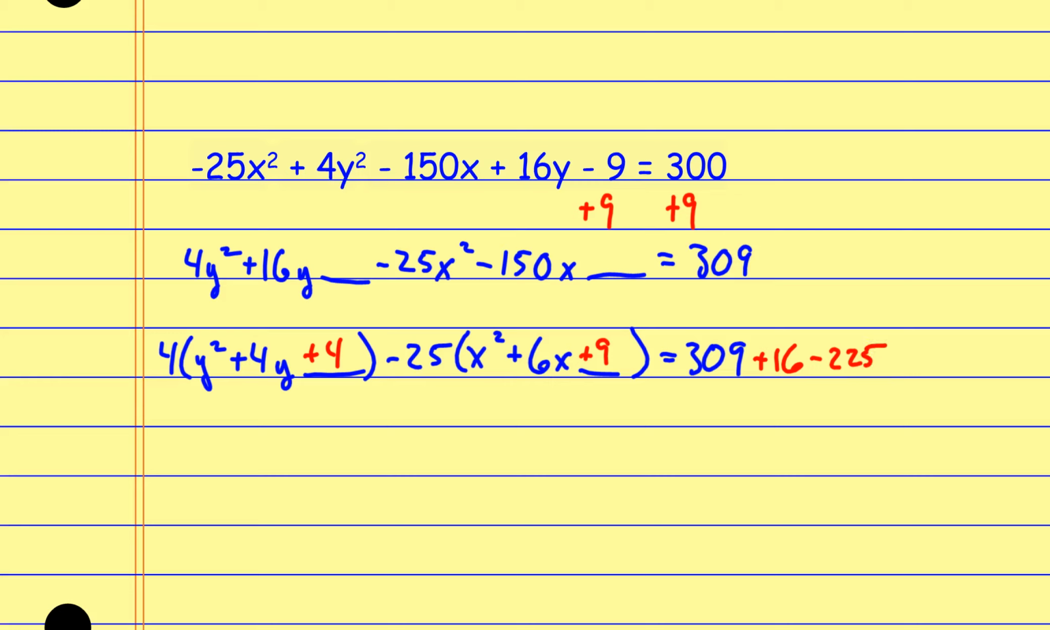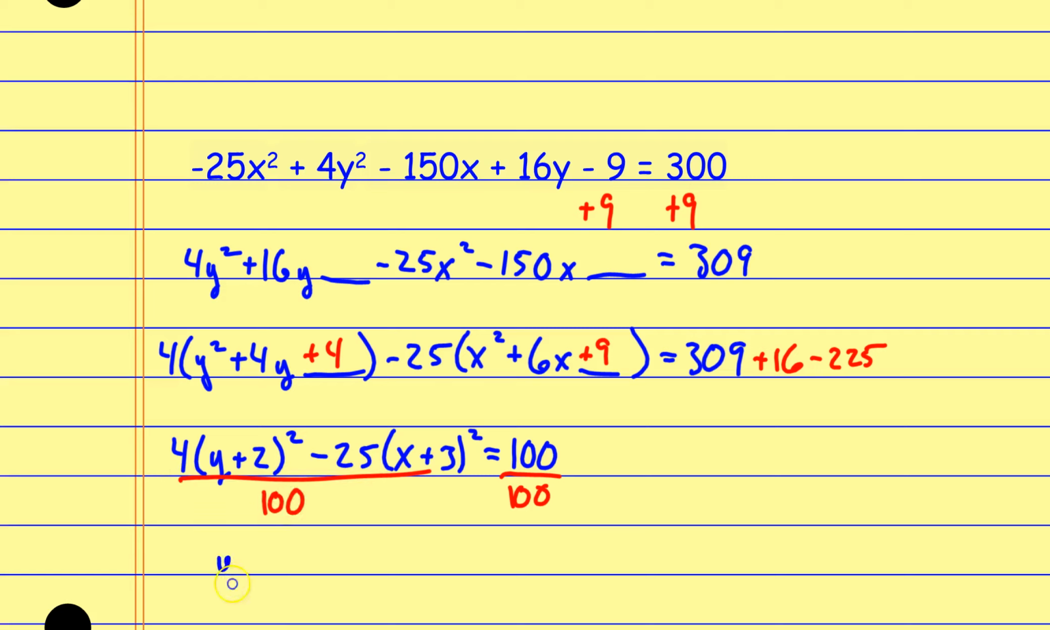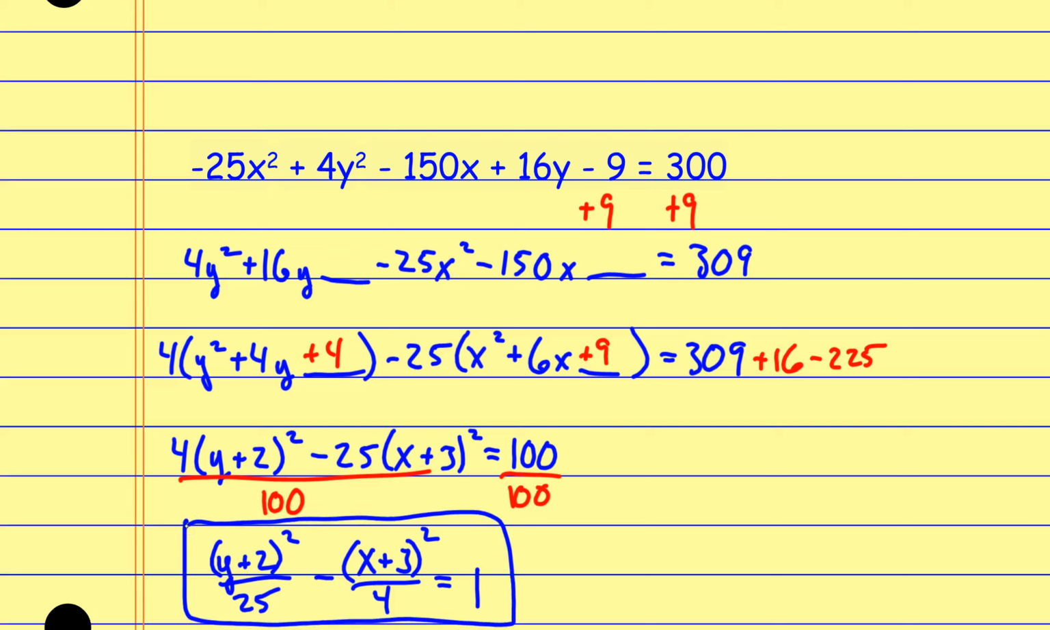And now from here, I simplify this thing a little bit. Now the last thing I have to do is divide by that 100. So here I get y plus 2 squared over 25 minus x plus 3 squared over 4 equals 1. Now I can see the center, I can see A, I can see B, and I'd be able to graph this thing. Okay?